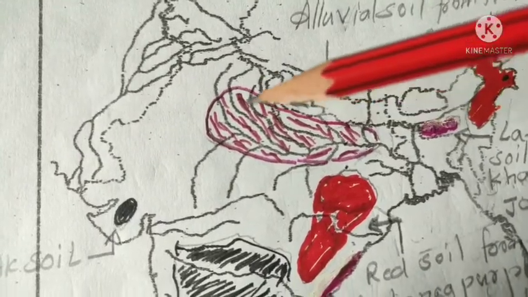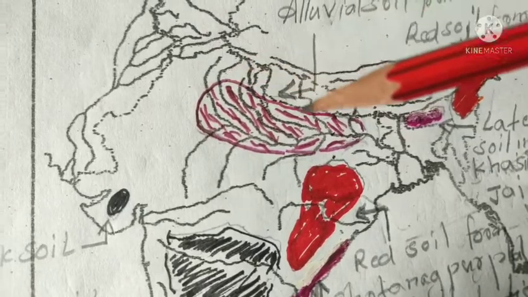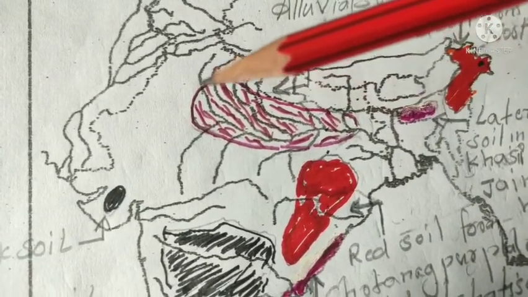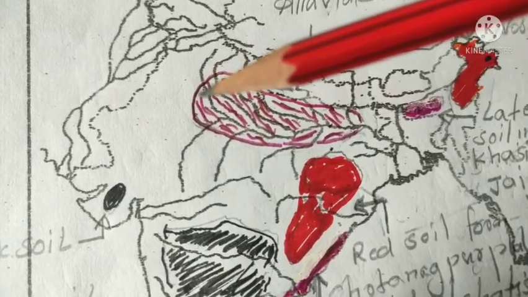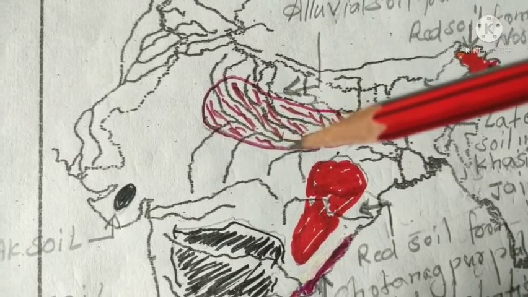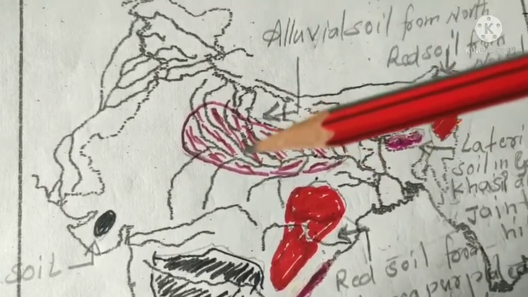So this is the Nepal border. Just below the Nepal border you have to start. You can start from below the Nepal border, from here to here, along the northern rivers and covering the rivers up to here. You have to mark and write here alluvial soils.